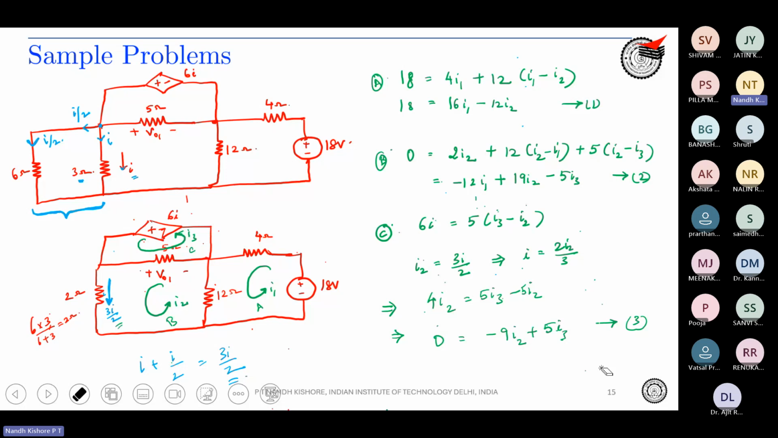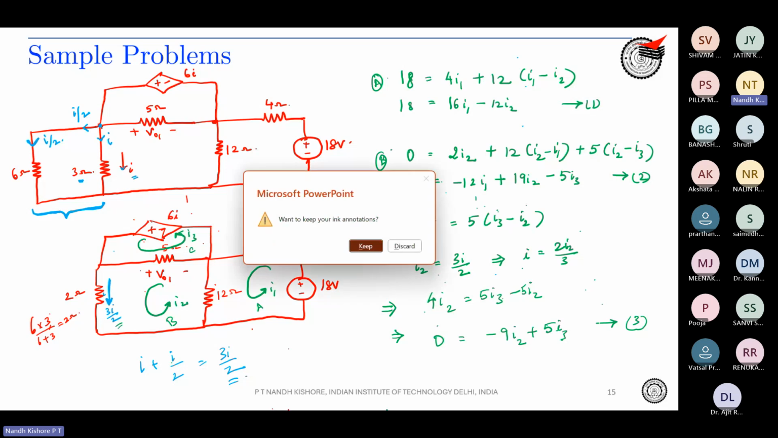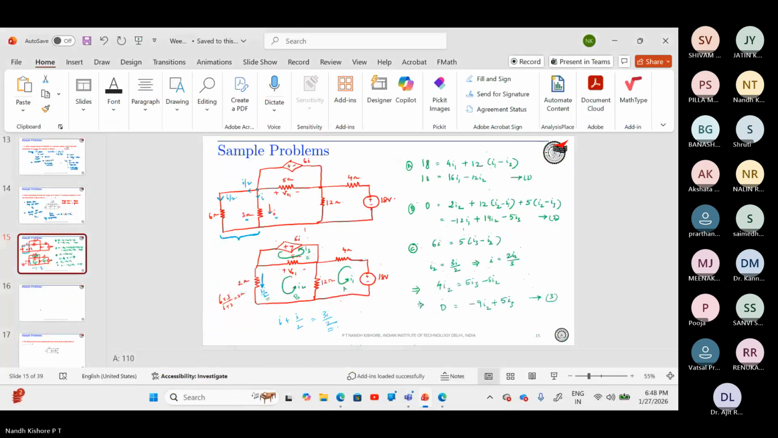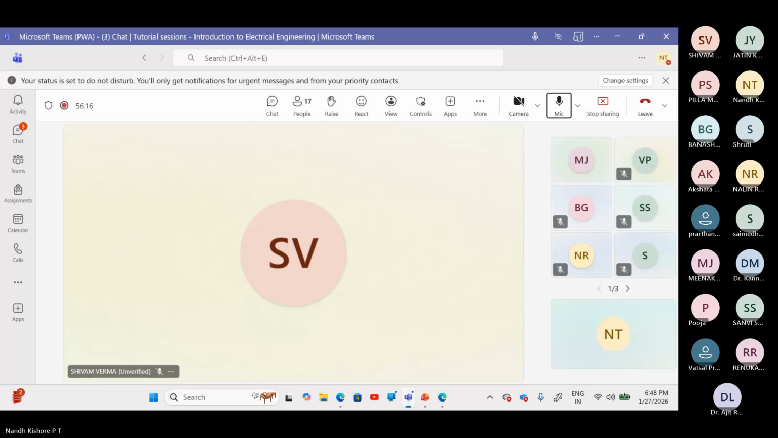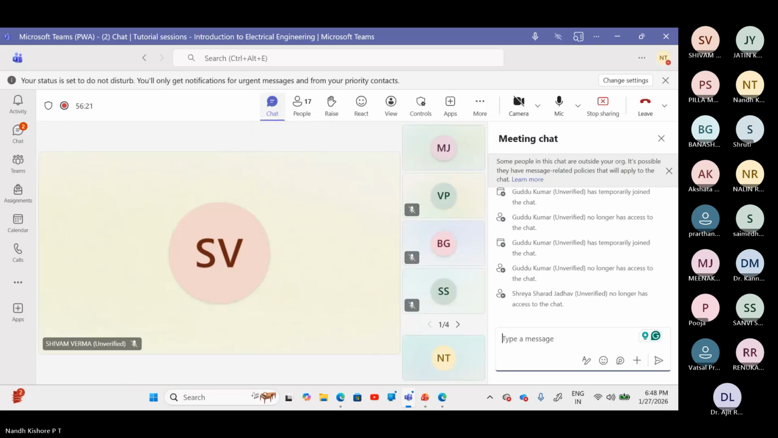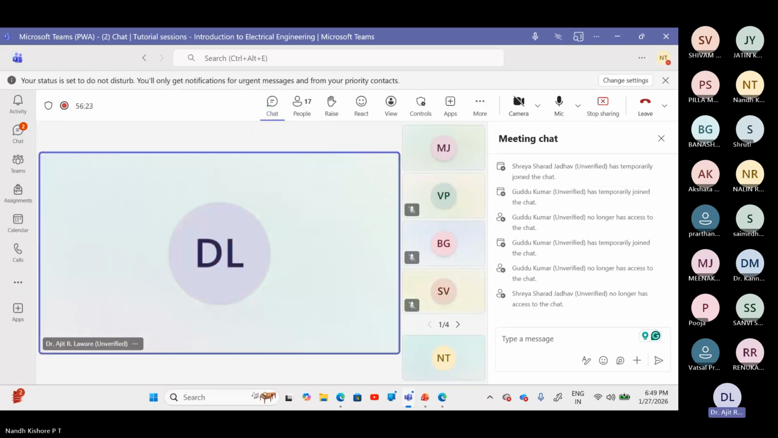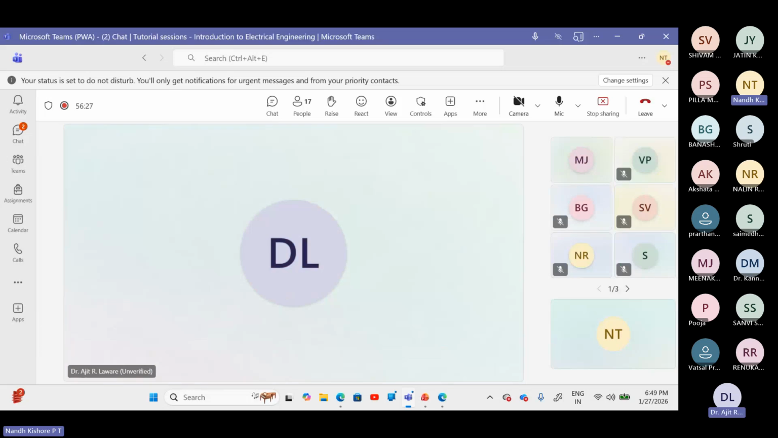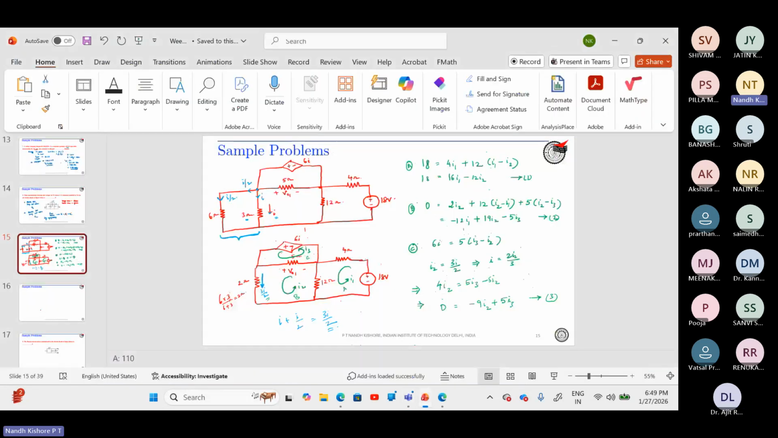Does anyone have any doubts or confusion as to how we wrote this? Do you want me to explain once again? Please do let me know. I will just stop over here for once. If you cannot unmute, put it in the chat box, I will hang on. Is this fine with everyone? All the mesh equations are fine, right?